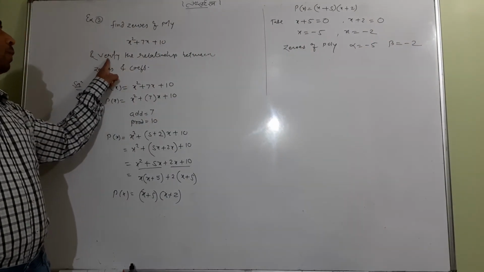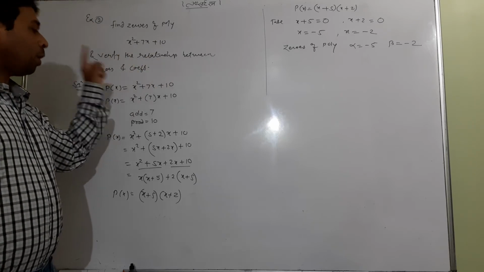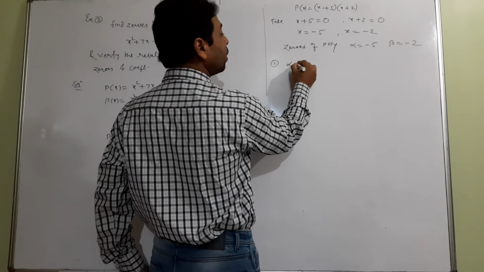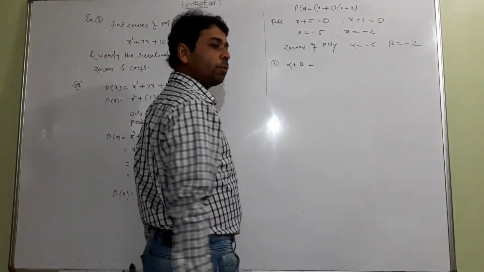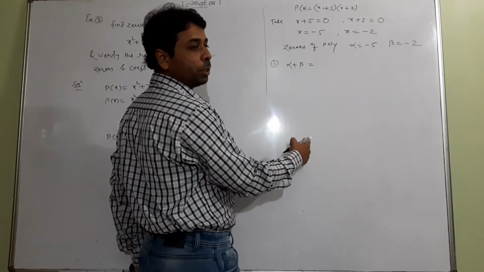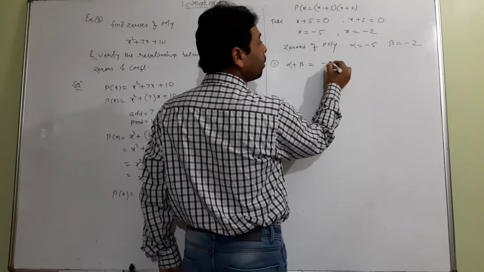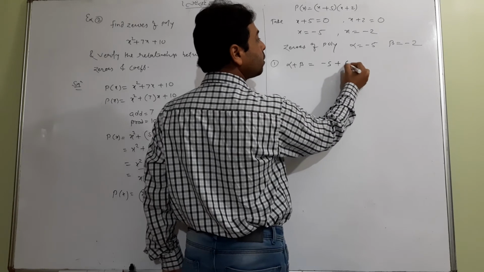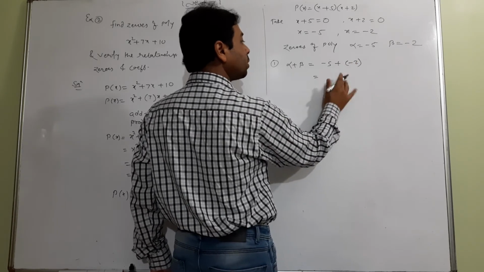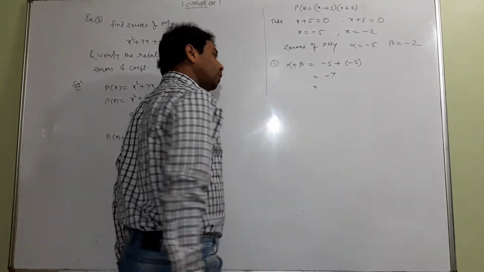Now we have to verify the relationship between the zeros and coefficients. So I'll go first with the sum, alpha plus beta, as usual. You have to show two things together, alpha plus beta and alpha into beta. So alpha plus beta means minus 5 plus minus 2, ultimately minus 5 minus 2, which is minus 7. So don't get confused.